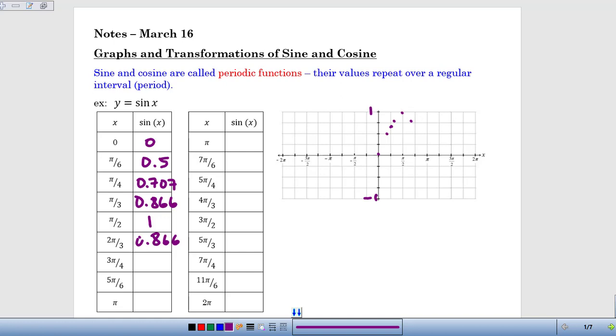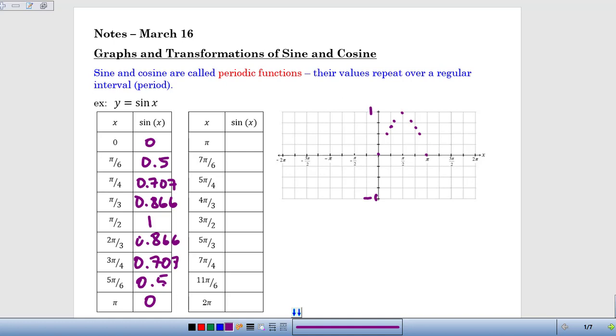3 pi over 4 is the same as pi over 4. The y coordinate is that √2 over 2, 0.707. So we're right about there. At 5 pi over 6, the y coordinate's 1/2 or 0.5. And then finally, when we rotate all the way over to pi, our y-coordinate is back down to 0.